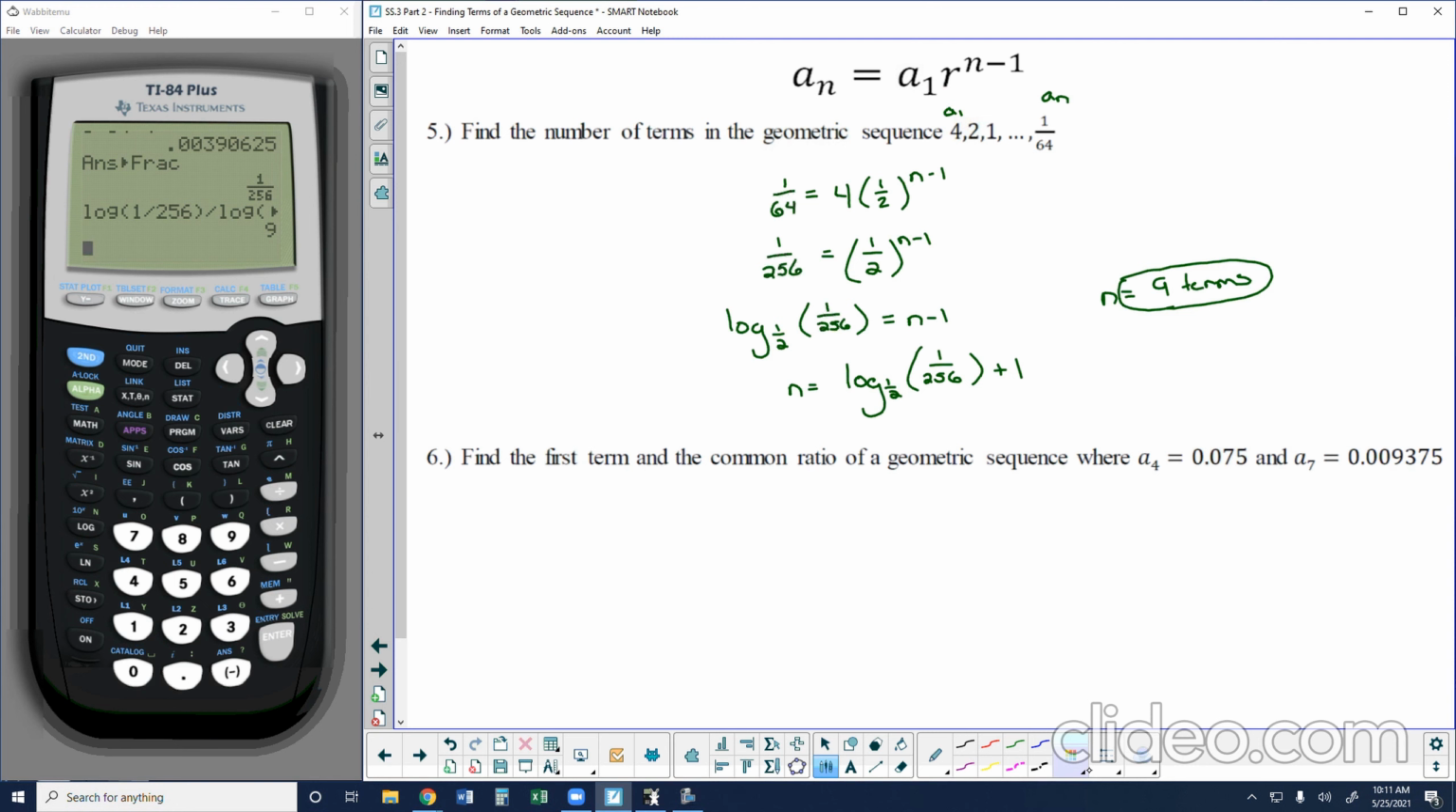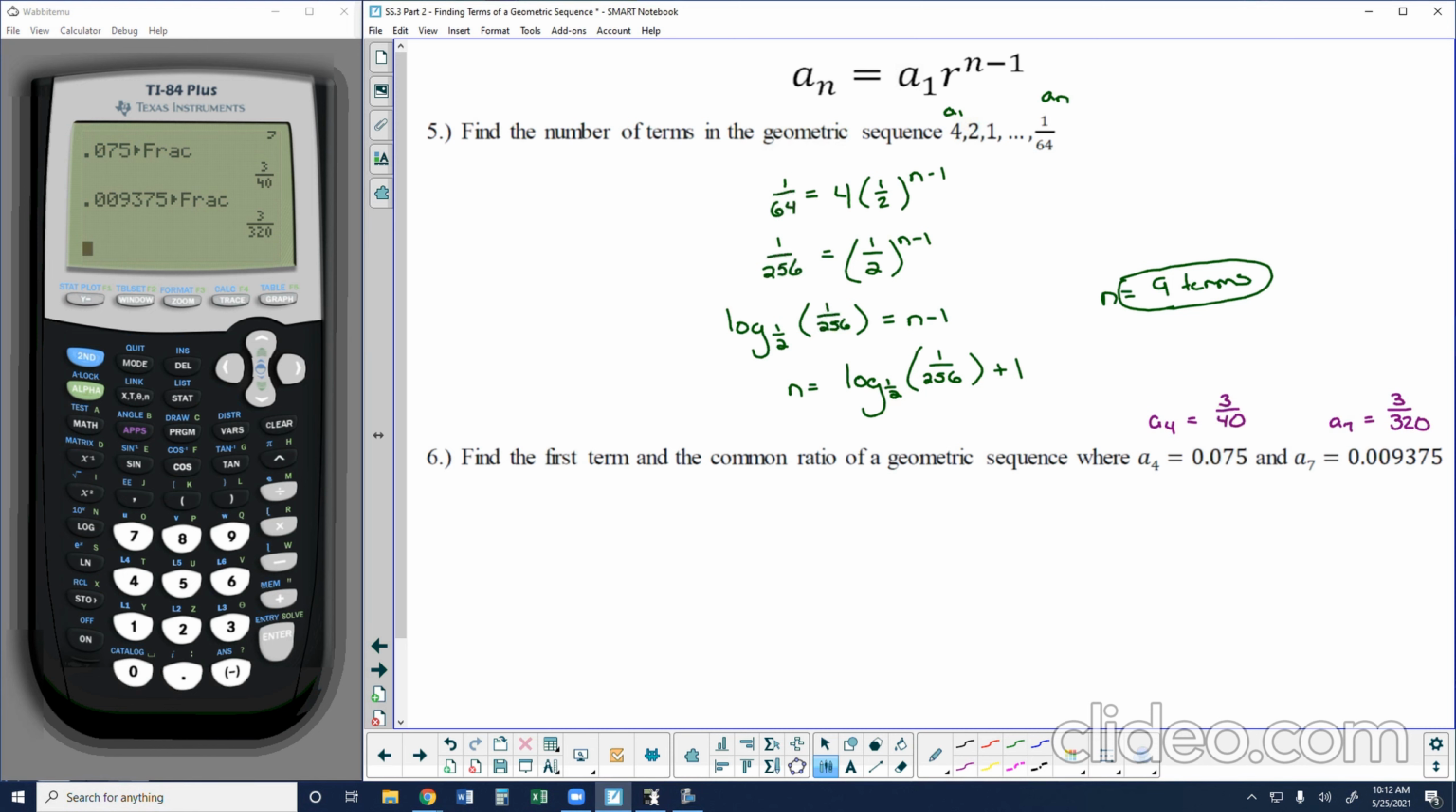Now in problem number 6, we want to find the common ratio and the first term of the sequence. What we're given here are two terms in the sequence. So I'm going to go ahead and convert these into fraction form. If I convert these into fraction form, a sub 4 equals 3 over 40. You could use the decimals if you would like to, but I'm just going to shorten the writing a little bit. And 0.0097375 is 3 over 320.